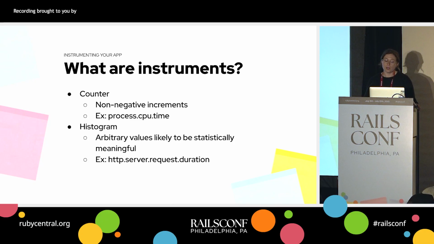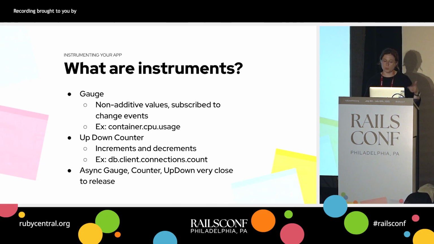Histograms are best for arbitrary values that are likely to be statistically meaningful. The metric that I think about in this category is HTTP server request duration. This is a metric that we're going to generate later on. So that's the duration of each of your requests, keep those as a metric. You can kind of look at averages and buckets over time.